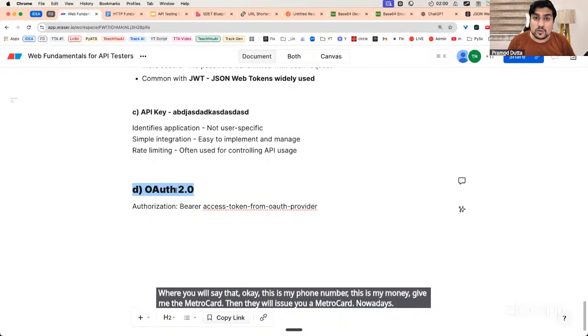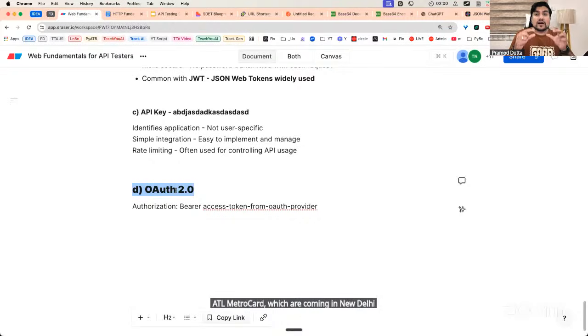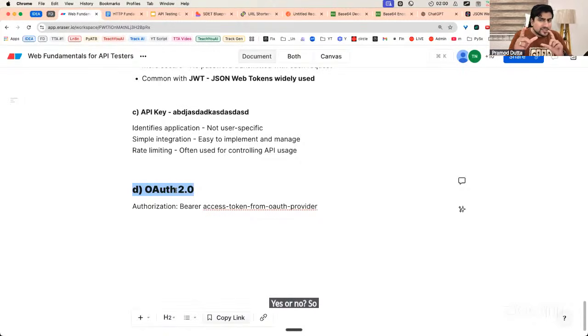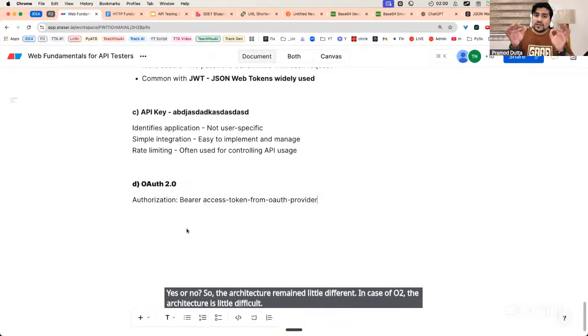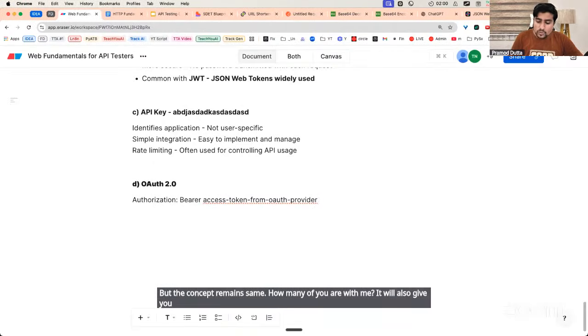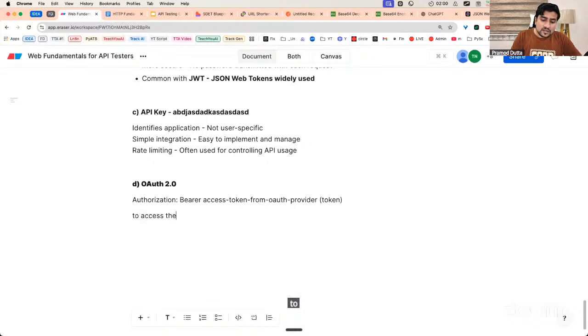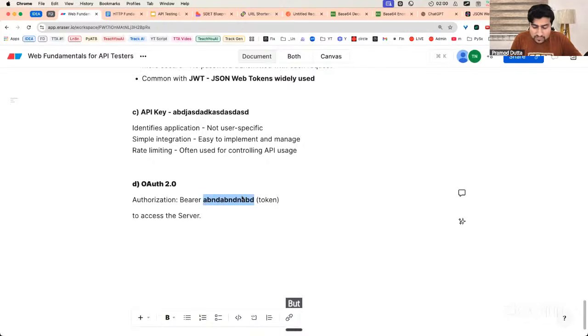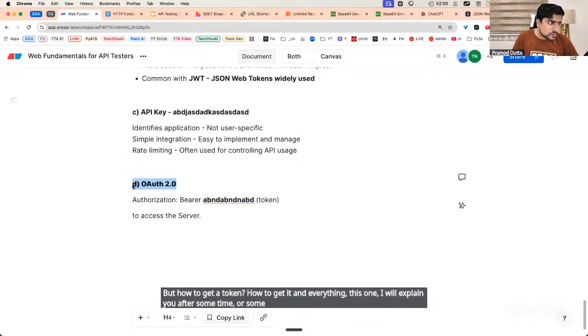Nowadays, the Airtel metro cards coming in New Delhi are actually debit cards assigned to you personally. So the architecture remains a little different. In case of OAuth, the architecture is a little difficult, but the concept remains the same. How many of you are with me? It will also give you a token, a unique token in the end to access the server. But how to get a token, I will explain after some days, probably in the next upcoming class.